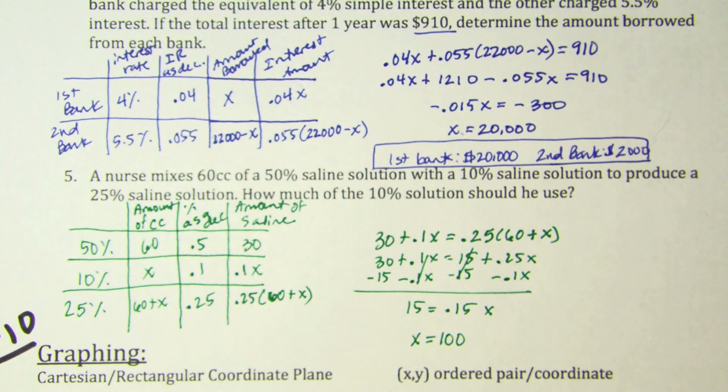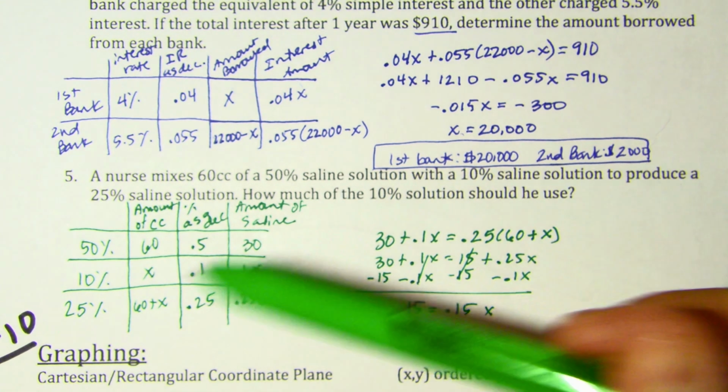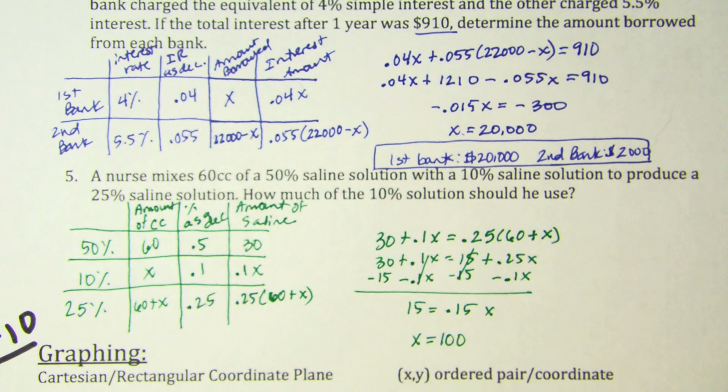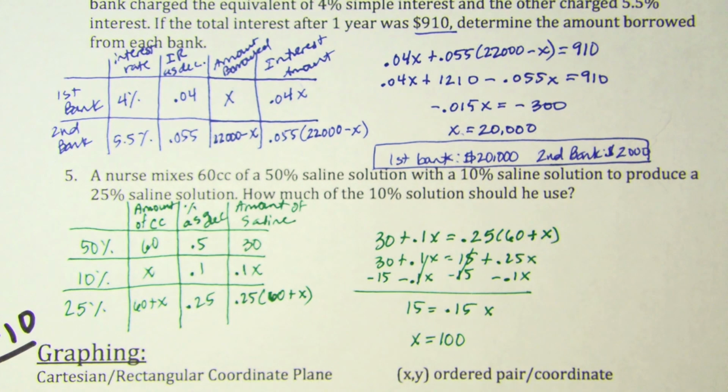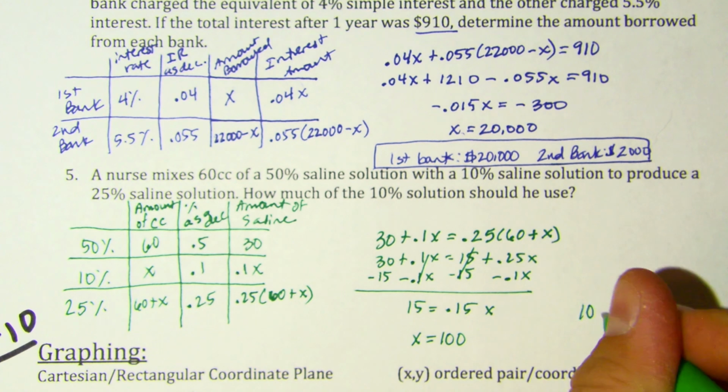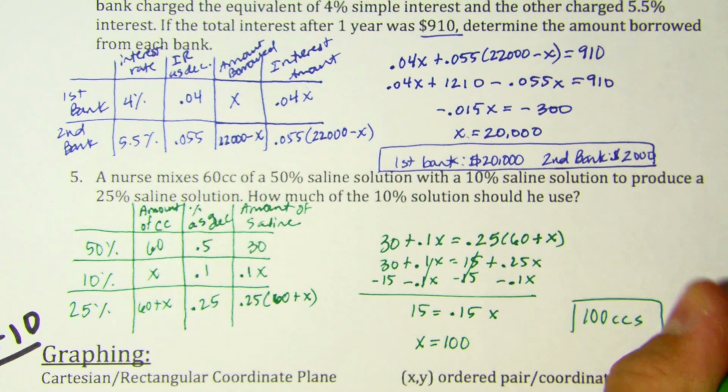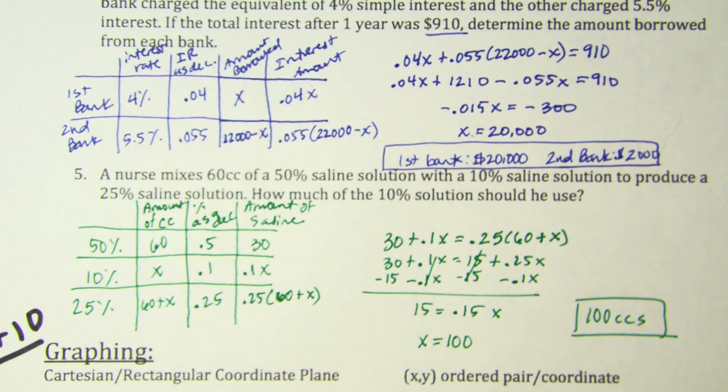Well, again, we want to know what that represents. So x was representing the amount of 10%. And that's exactly what the question asked for. How much of the 10% solution should he use? 100 cc's. And that brings us to the end of our Part 9 video and all of those application questions.